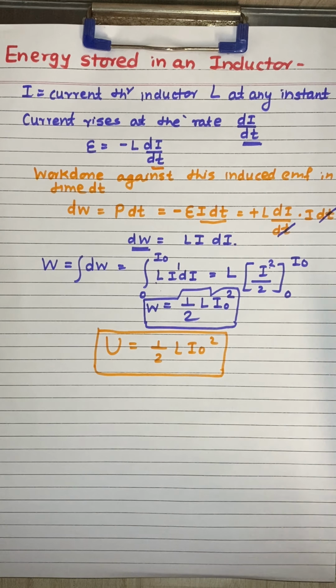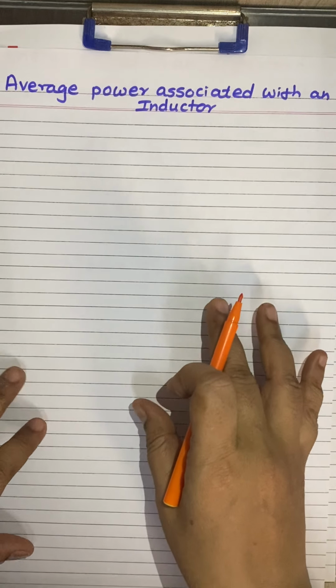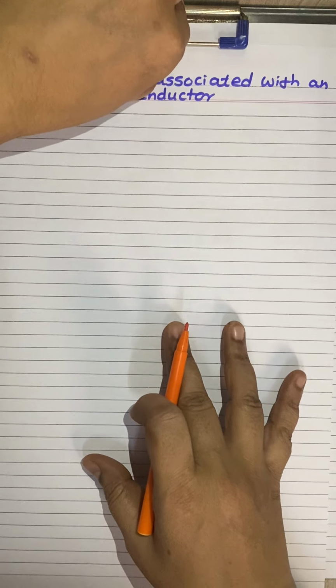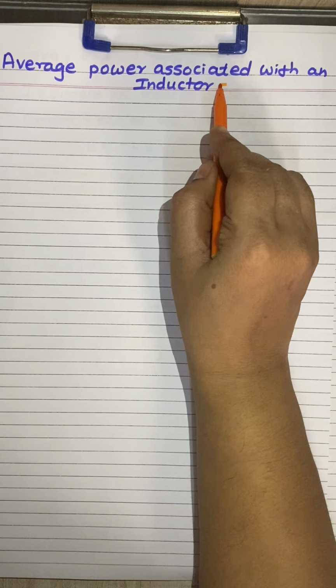Now we are going to understand another concept, that is we are going to find out the average power associated with the inductor. Okay, so this is also a basic expression, and generally this is asked as a 3-mark question. Average power associated with the inductor.